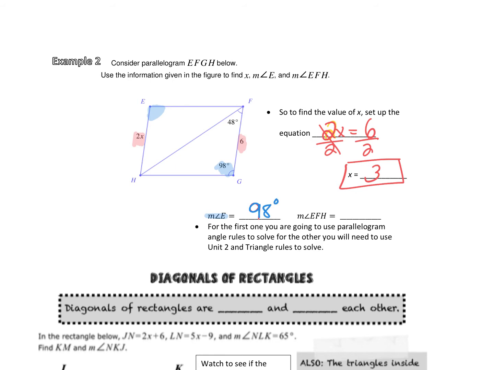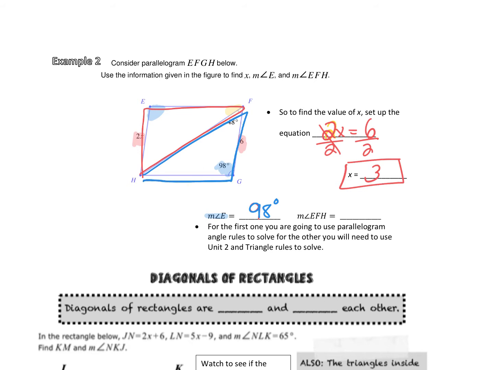The last one that we have to solve for is angle EFH, which is this angle right here. Okay, so this one's a little bit different for solving. You're going to have to use what you know from Unit 2 in order to solve this problem. So notice that this parallelogram is cut into two triangles, right? You've got this triangle right here in red, and then you've got this triangle right here in blue.